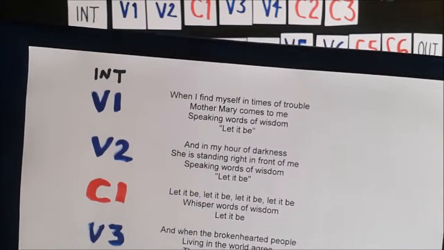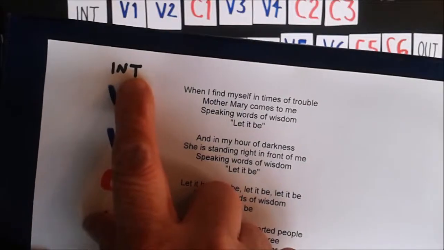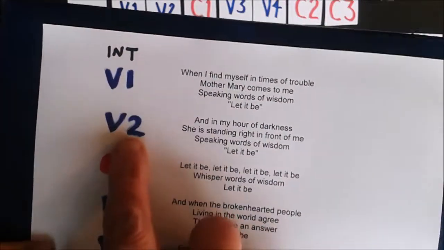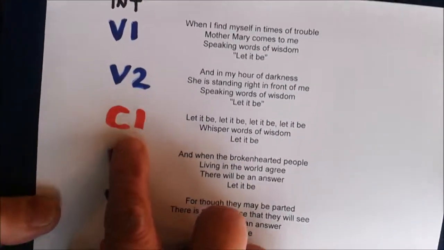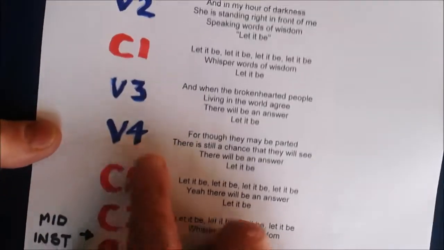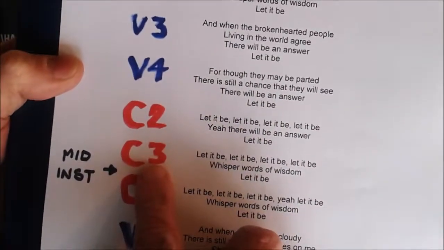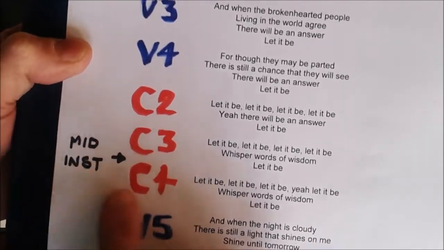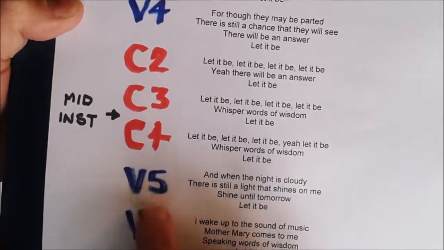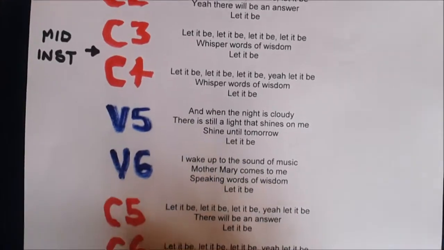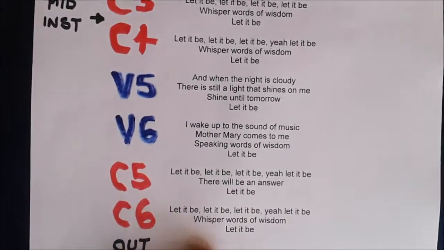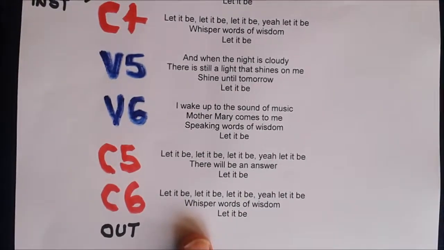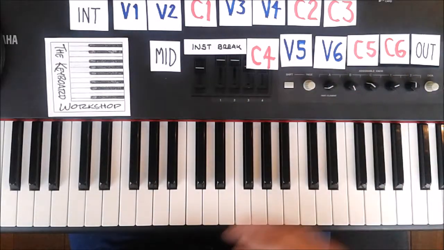So here's the whole construction. You start off with an introduction, there's two verses, then there's a chorus, then there's two more verses, then two more choruses, a middle section, an instrumental break, followed by a chorus, two more verses, two more choruses, and then finally an outro. Although this sequence looks quite complicated, it is in fact quite straightforward.